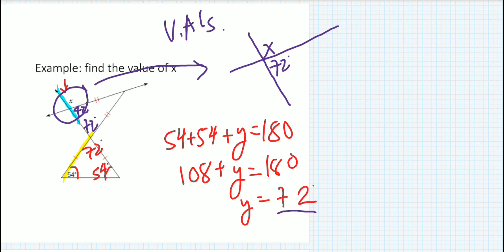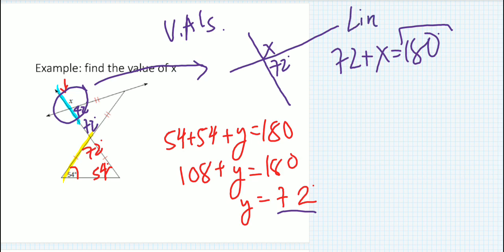So finally, the last thing to do is to set up my last equation, which is 72 plus x is equal to 180. This 180 has nothing to do with a triangle. It has to do with the fact that you're working with a linear pair. We subtract 72 on both sides, and then x is finally equal to 108.